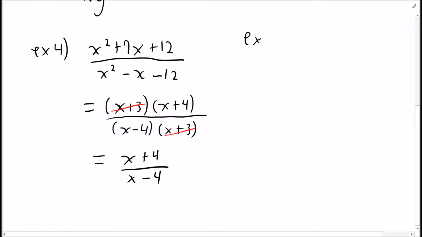Let's do one more where we're factorizing a quadratic. So let's try 2x squared minus 3x minus 2, all divided by x squared minus 4.